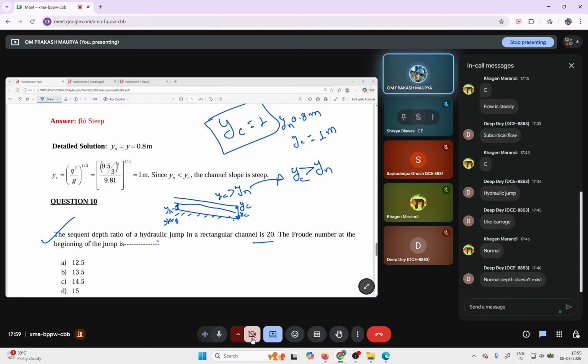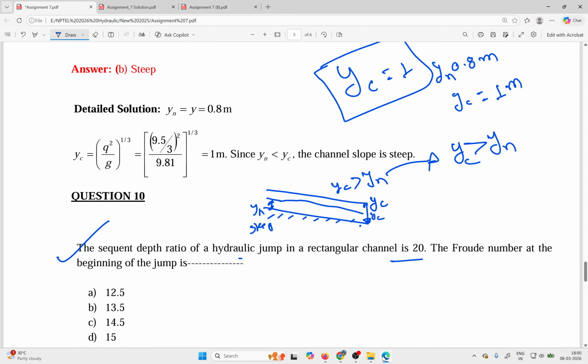Okay, so let me just calculate. Very easy question again. As I have told you, here you have to use the same formula: d2 by d1 is equal to half root under 1 plus 8 Fr1 squared minus 1. So this is the formula.